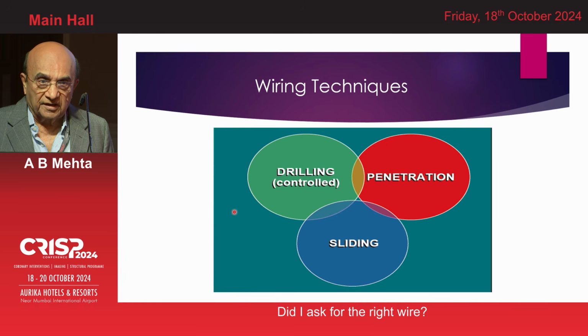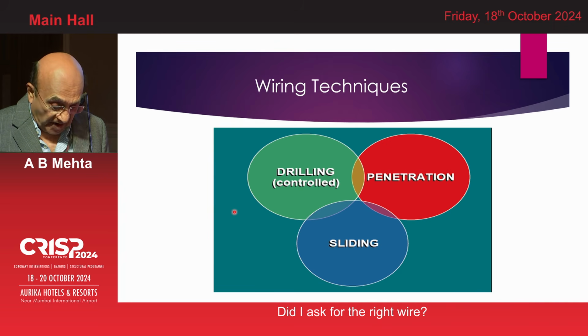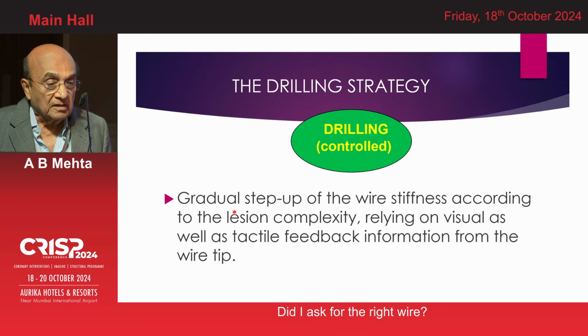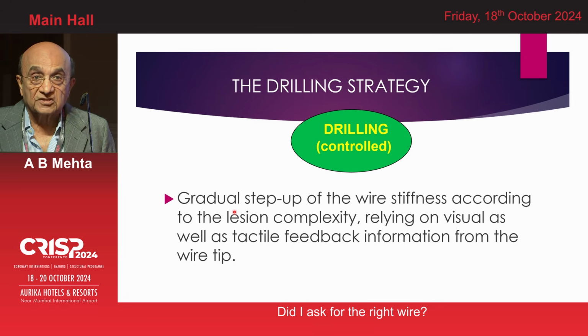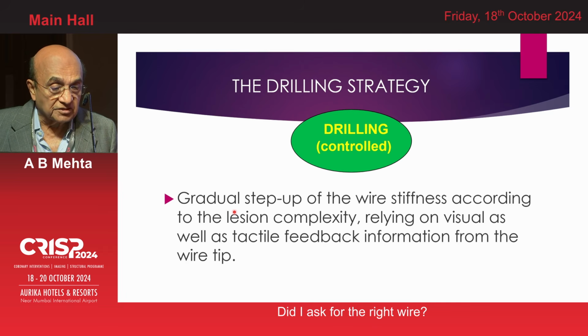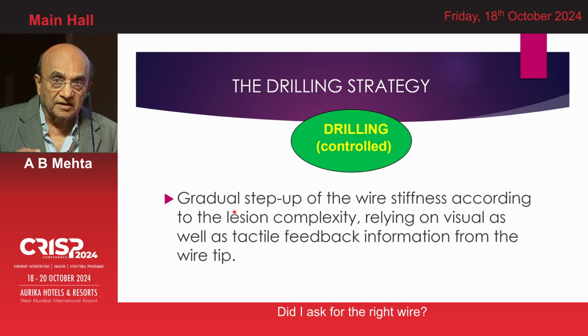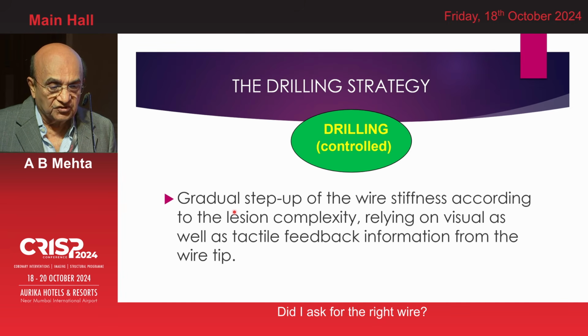These all are mixed together. You can't do drilling alone, you can't do penetration alone, and sliding is automatic due to the slipperiness of the wire, and that's a polymer wire. Drilling is usually needed when the proximal fibrous cap is very hard. Gradual step up of the wire stiffness according to the lesion complexity, which we discussed, means you might have to escalate the wire load, tip load, depending upon the penetrating efficiency and your experience.